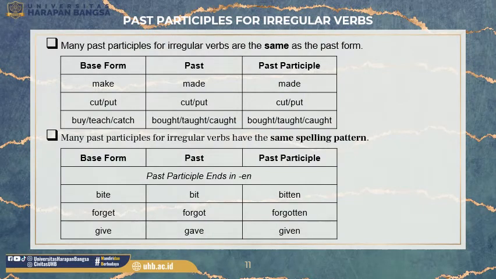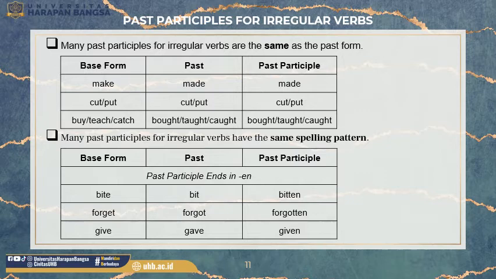What about past participles for irregular verbs? Bentuk past participles untuk kata kerja yang tidak beraturan. Let's see number 1. Many past participles for irregular verbs are the same as the past form. Kita bisa temui bentuk past participles pada kata kerja yang tidak beraturan yang sama dengan bentuk pastnya. Misalnya, make di sini untuk pastnya made, past participle-nya juga sama, made.